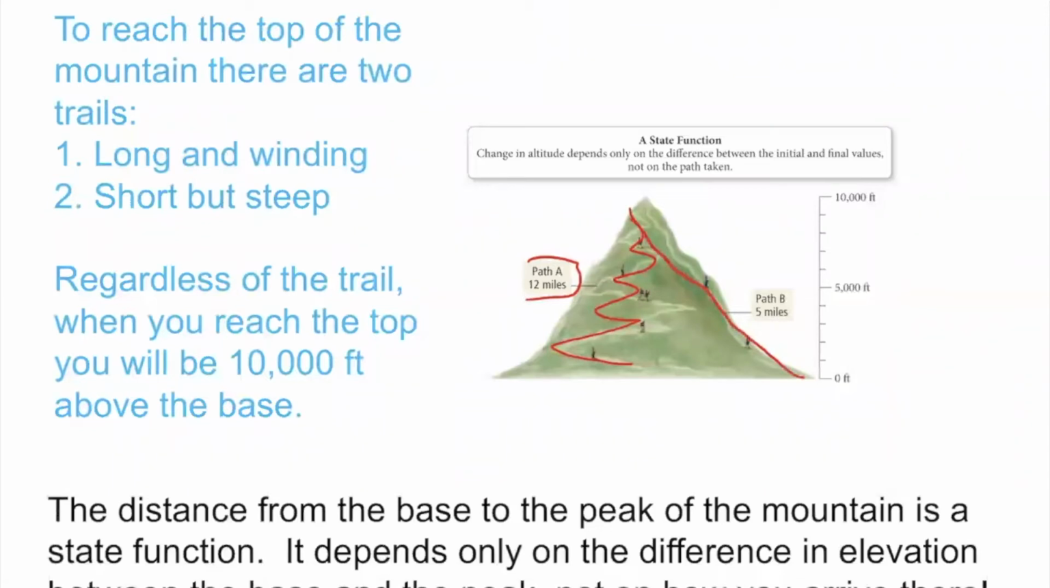What state of function means is that it's going to be final minus initial. So it's going to be 10,000 minus 0. So overall, no matter which path you took, the distance that you climb was the same. So you can either take the long way or the short way. It doesn't matter how you arrive there. It matters the distance that you went through, that you went up.